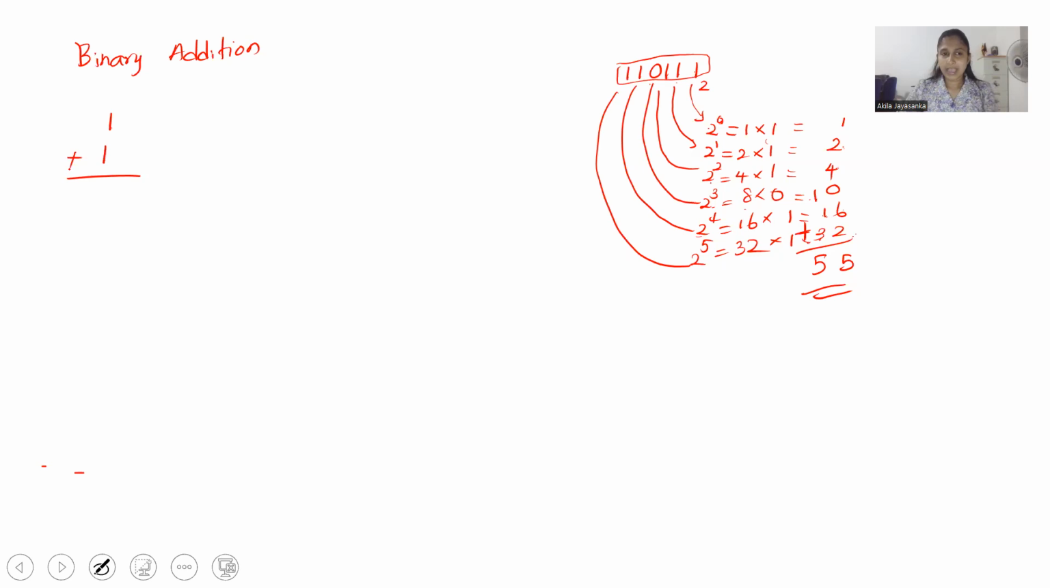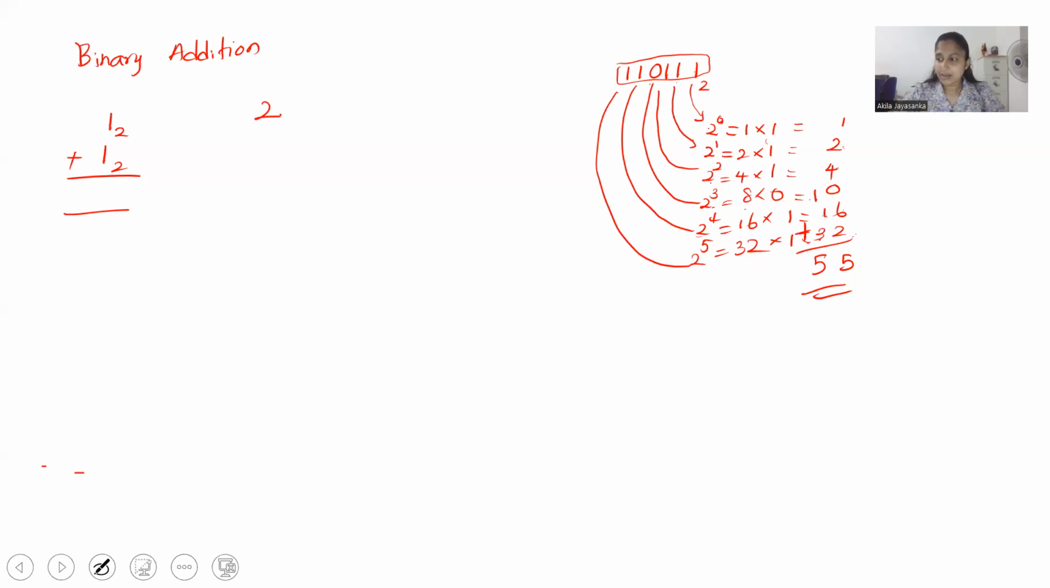Now we are going to add binary values. These are both binary numbers, okay? Some of you may say 1 plus 1 is 2, but these are in binary format. Let's add this 1 and 1. Normally 1 plus 1 means what is the answer? 2. Yes. Let's get 2.